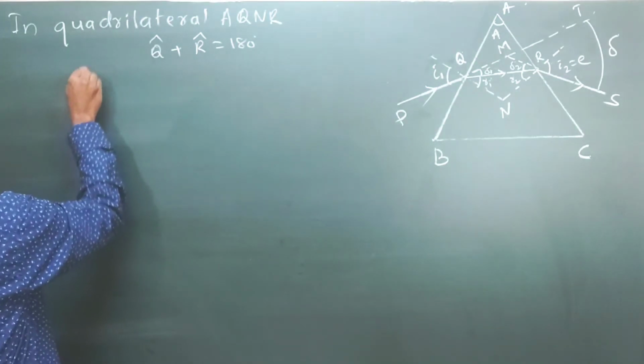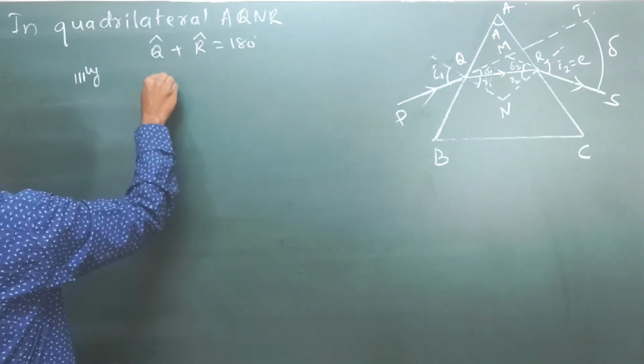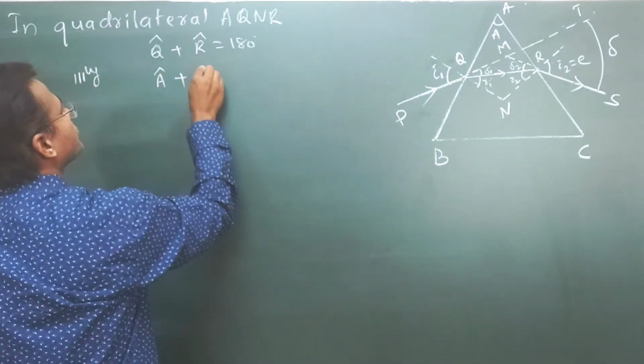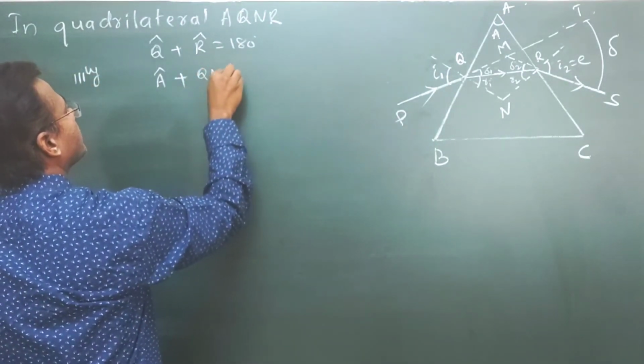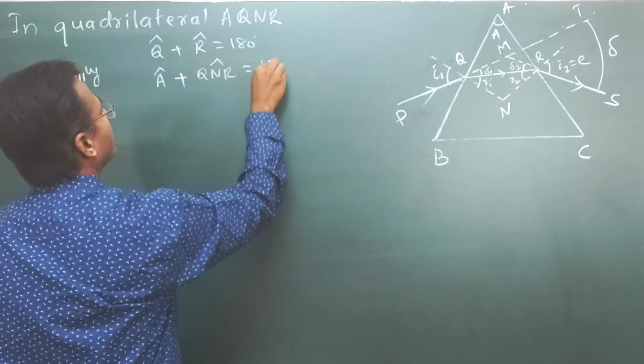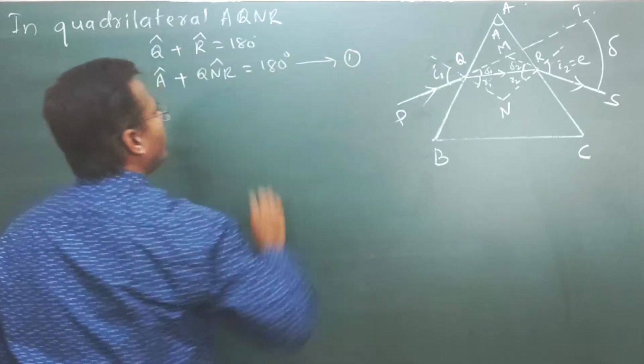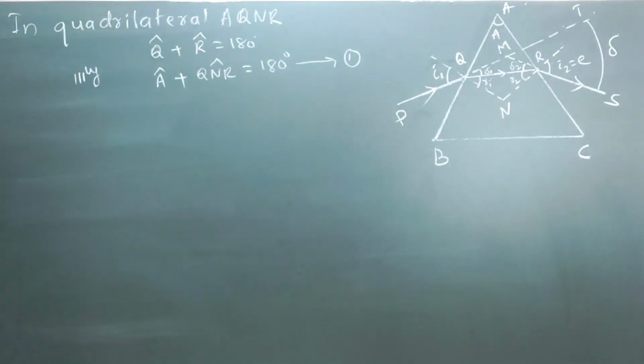Similarly, we are going to take angle A plus angle QNR. Angle QNR equals 180 degrees, we are considering. So this we are going to call equation 1.